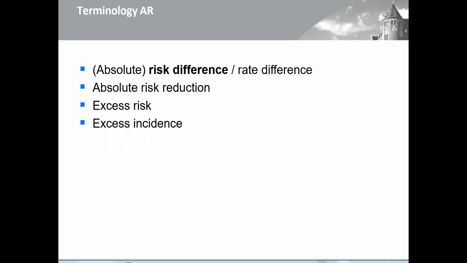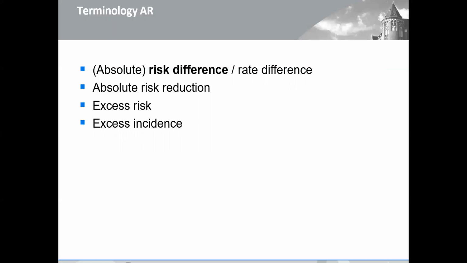So in terms of terminology, as I mentioned, for the attributable risk there are other terms which are often used interchangeably. You can see people calling it risk difference, because there's a difference between exposed and unexposed. Risk difference if you're using absolute numbers, rate difference if you're using percentages. Then it's the absolute risk reduction, excess risk, or excess incidence.